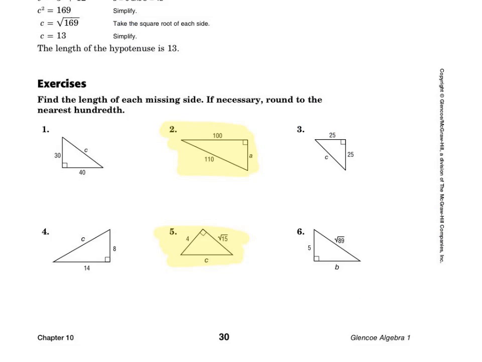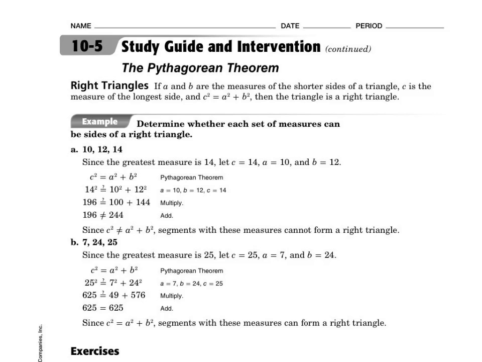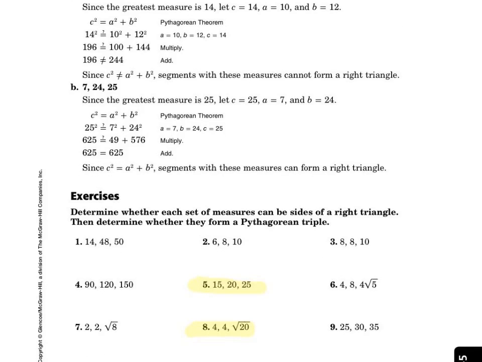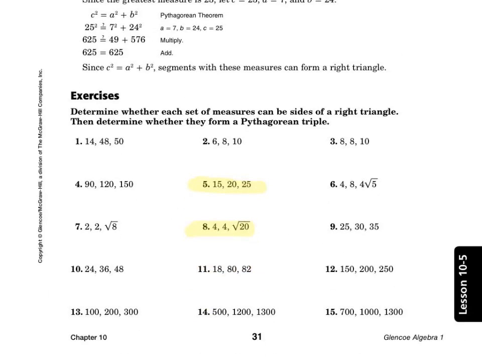Okay, for some independent practice, find the missing side lengths for number 2 and number 5. And then let's determine whether these are Pythagorean triples or not. You'll do number 5 and number 8. Okay, remember to write down any questions that you have. We'll go over Pythagorean theorem tomorrow. We'll practice a little bit more then.